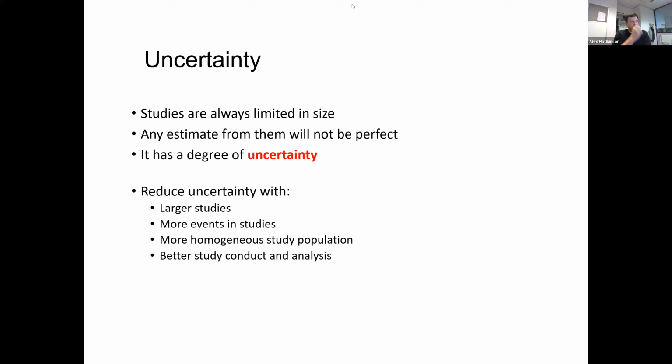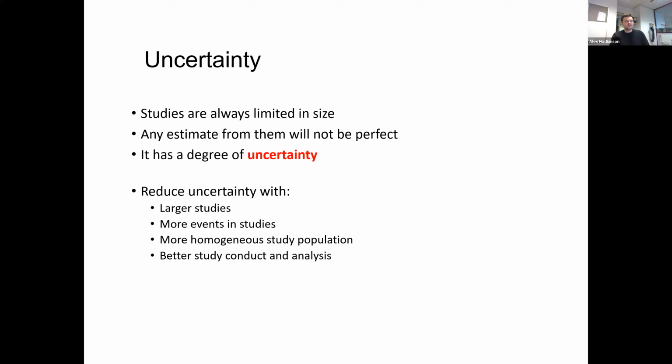However, when we're pooling across multiple studies, there's always a level of uncertainty which we have to consider in our meta-analysis. The studies will always be limited in size, and the estimates from them will always vary based on that size, most likely. So there's always a degree of uncertainty.